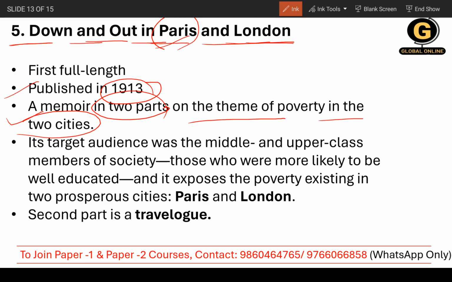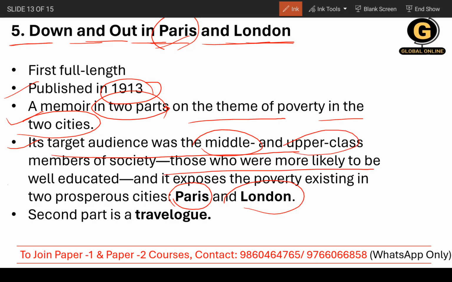Do remember this specifically. Now, two prosperous cities here. I don't know why they are mentioning prosperous, but yeah. Its target audience was the middle and upper class members of society, those who were more likely to be well educated, and it exposes the poverty existing in two prosperous cities.